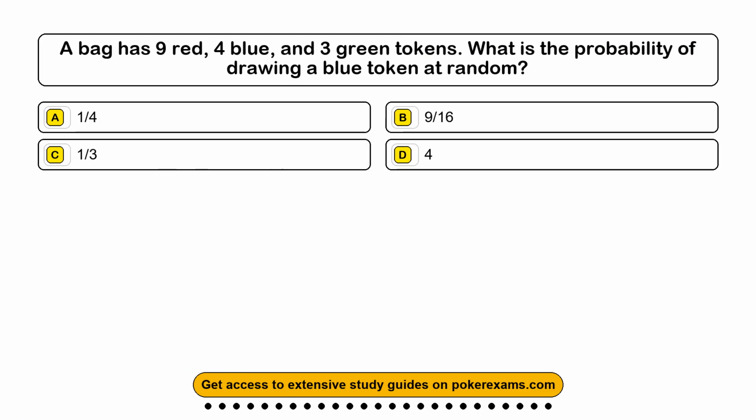Question 22. A bag has 9 red, 4 blue, and 3 green tokens. What is the probability of drawing a blue token at random? Option A 1/4. Option B 9/16. Option C 1/3. Option D 4.